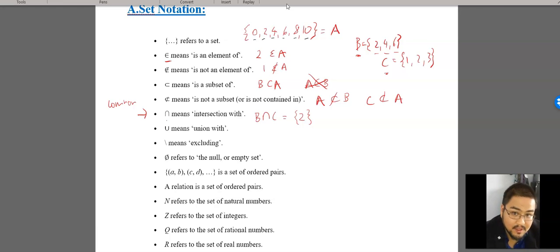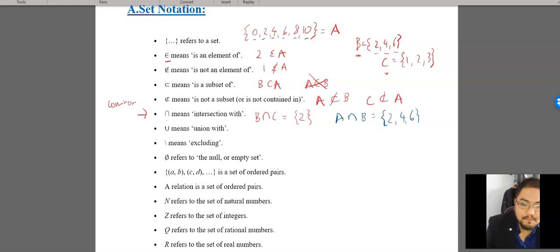So the answer for this one would just be 2, but you'd still represent it as a set. If I was going to ask you, in a different example, what is the intersection between A and B? What's common between A and B? Well, B has 2, 4, 6, and A has 2, 4, 6 as well. So in this one, the intersection is {2, 4, 6}.